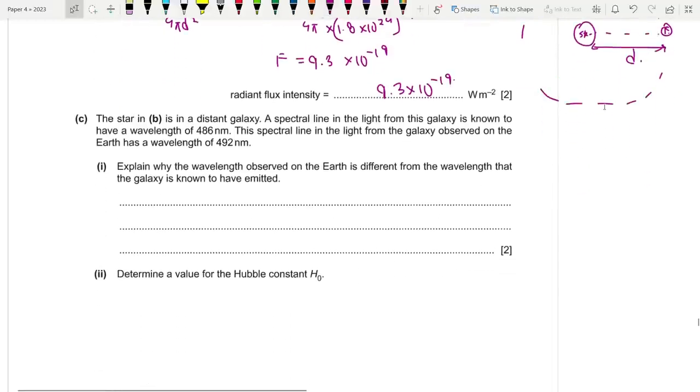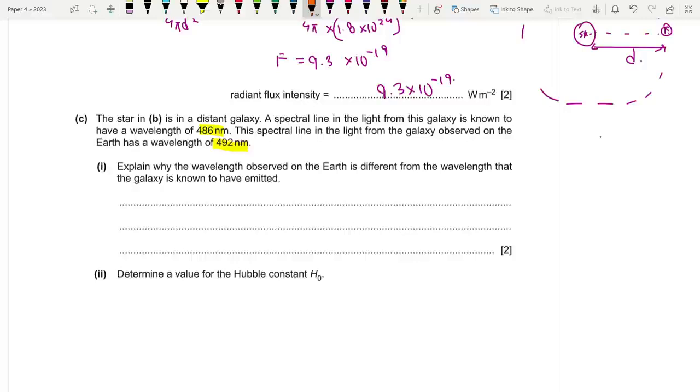Now the star in part B is in a distant galaxy. A spectral line in the light from the galaxy is known to have wavelength 486 nanometer. This spectral line in the light from the galaxy observed on the Earth has a wavelength of 492. So as you can see, the observed wavelength is greater than the actual wavelength, the laboratory value. Why is this? An increase in wavelength is basically the Doppler redshift.